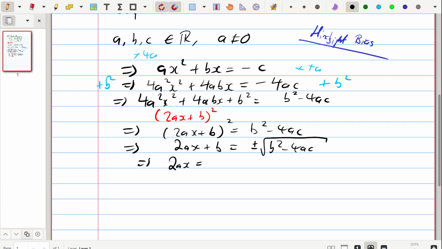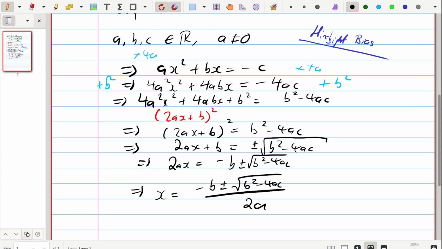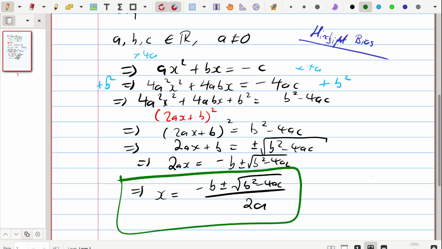2ax is negative b plus or minus b squared minus 4ac square rooted. So overall, x is negative b plus or minus the square root of b squared minus 4ac divided by 2a. And that's the famous result we all know and love.